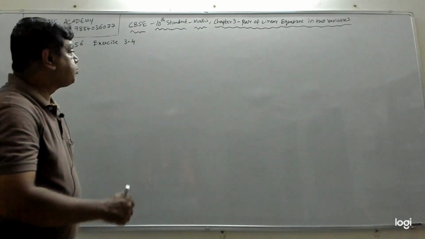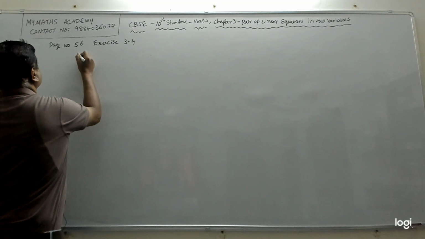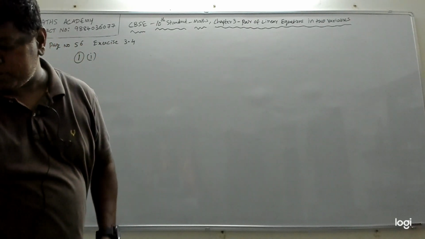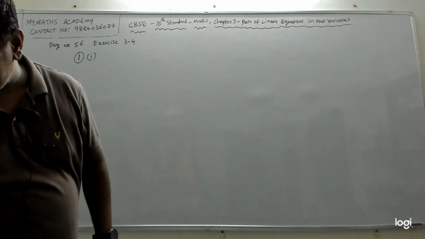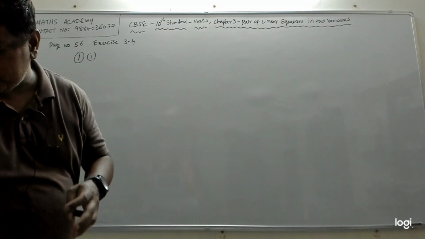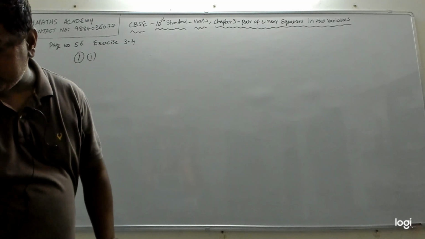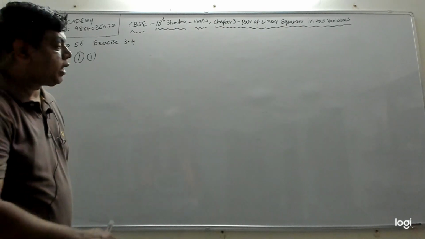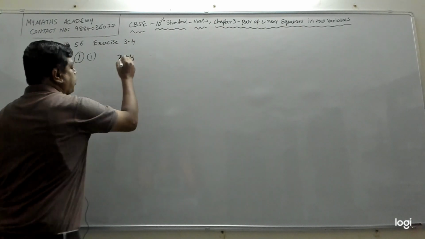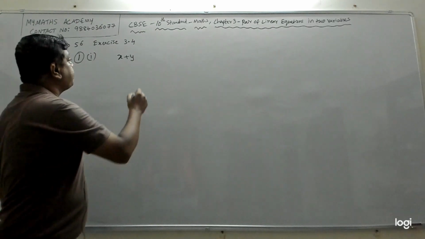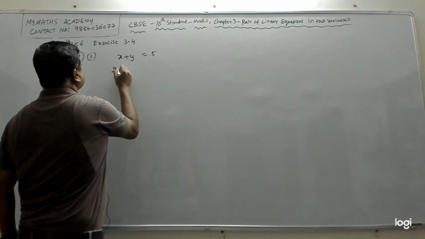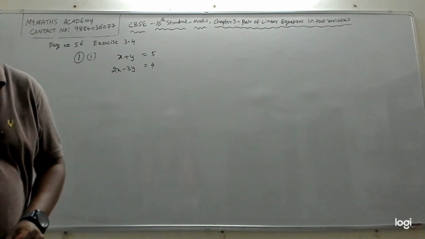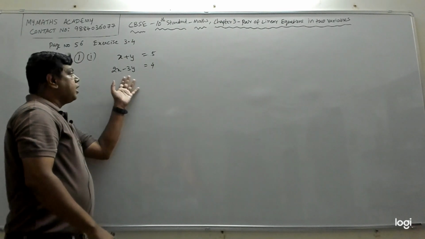So let's go to the first problem. We are going to solve by only the elimination method. Substitution you can try by watching the previous videos. Since we are in the elimination method section, we'll do elimination. The first question is x plus y equal to 5, then 2x minus 3y equal to 4. We need to solve these two by the elimination method.